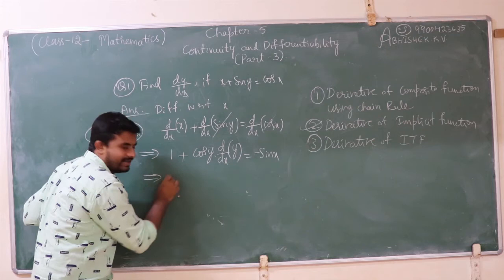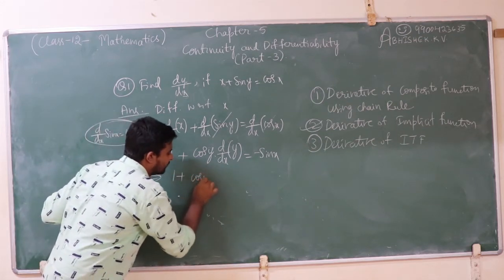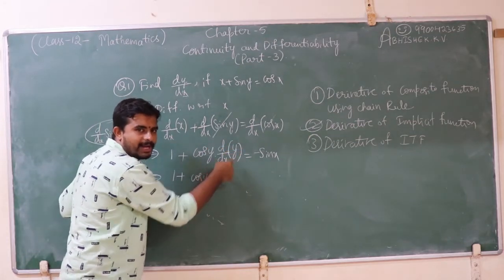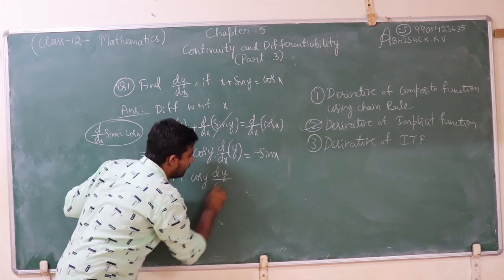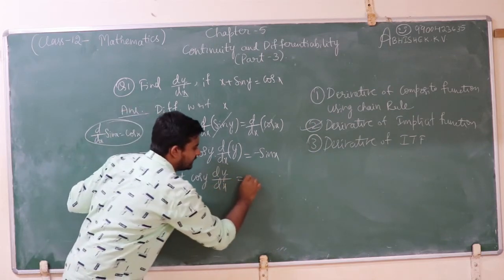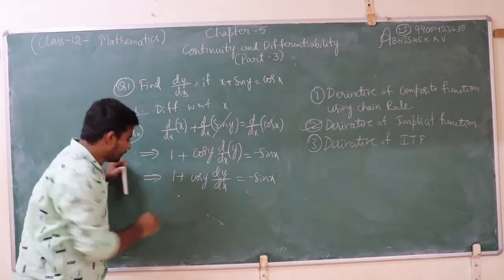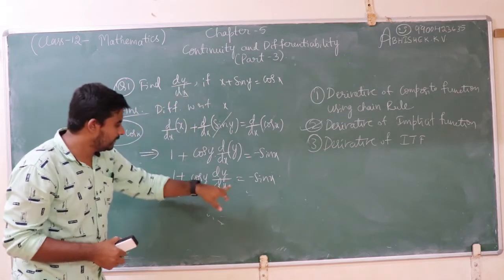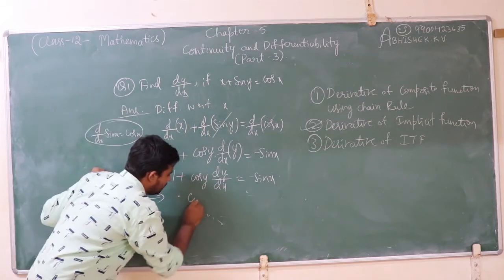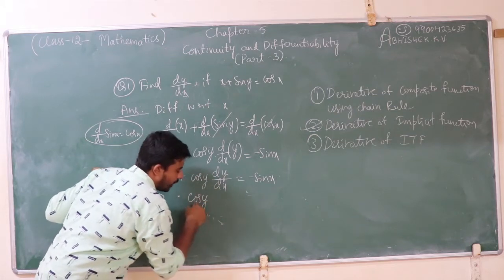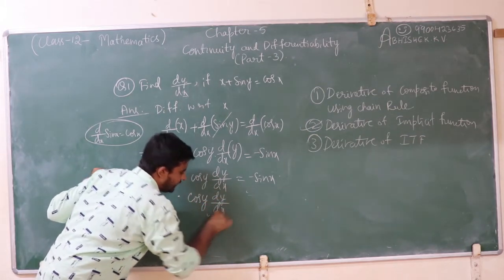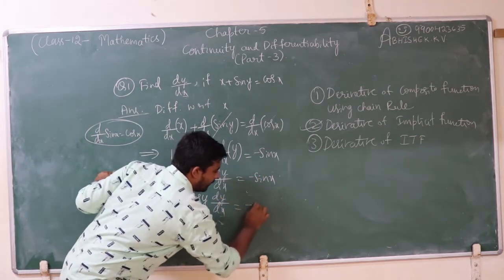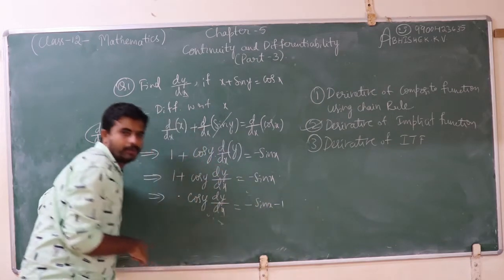Yes. This implies 1 plus cos y into d by dx of y. Derivative of one parameter with respect to another parameter remains dy by dx. This is equal to minus sin x. This implies we need to find dy by dx. It is here, so we need to manipulate this equation. Cos y into dy by dx. Transfer this 1 to the RHS, then it becomes minus sin x minus 1.